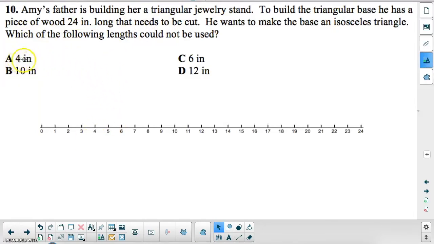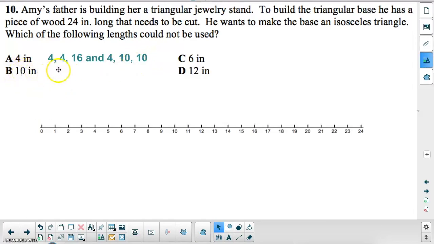If we're using 4 inches, either the 4 is repeated to be the isosceles legs, or it's the base of the isosceles triangle. So we have 2 possibilities there: either 4, 4, and 16, or 4, 10, and 10. Notice though that 4 plus 4 is not greater than 16, so this scenario would not make a triangle. However, the 4, 10, and 10 would. So 4 could be a length that could be used with 10 and 10 inches.